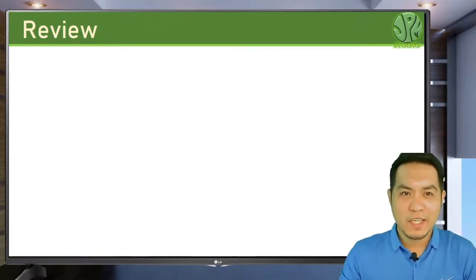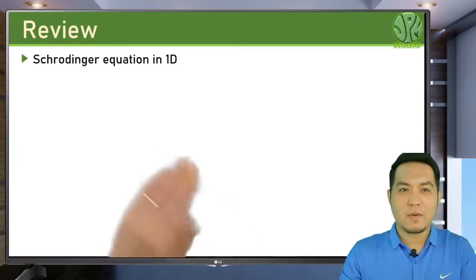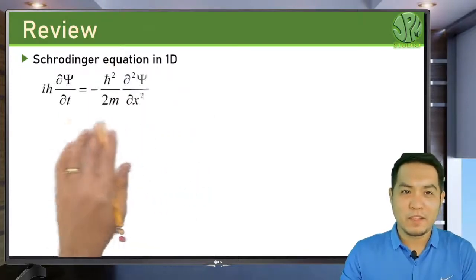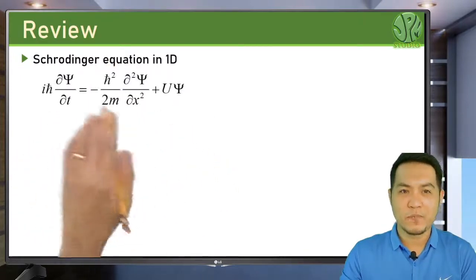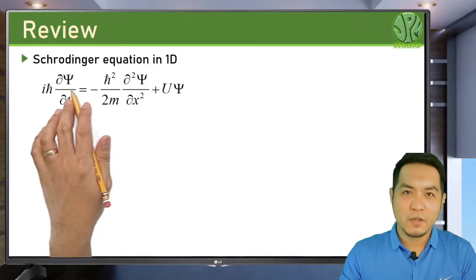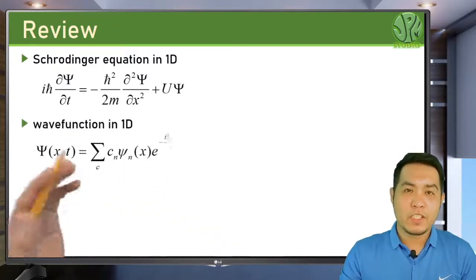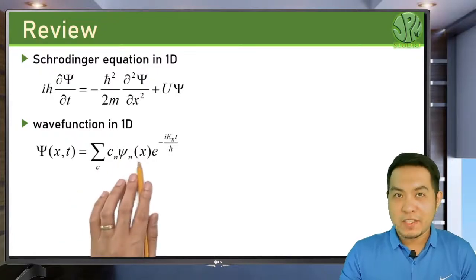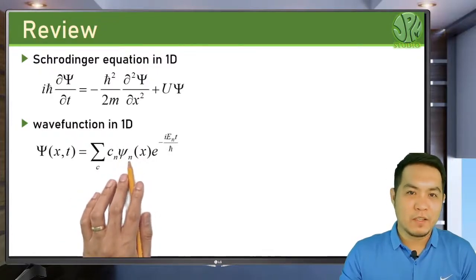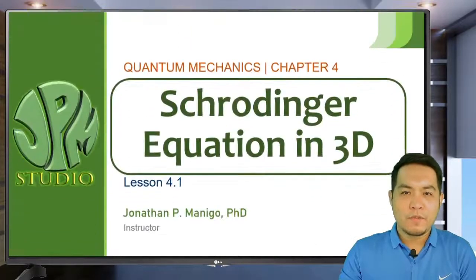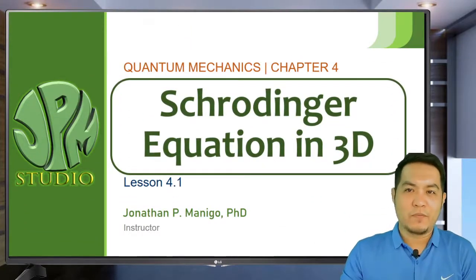concepts that we have discussed so far. So we have discussed the Schrodinger equation, but in one dimension. This is given by this equation, where our wave function here is a function of position and time. And this wave function, which is just one-dimensional, is written as a linear combination of time-independent wave functions. So for the first lesson in this chapter, we will try to formulate or expand the Schrodinger equation in three dimensions.